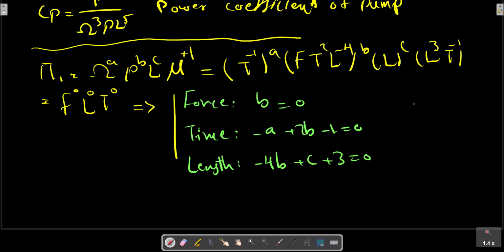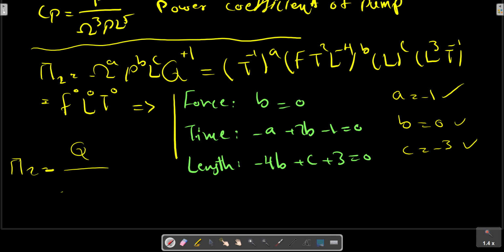We can obtain the result for mu. Excuse me, we have F also. Let me change the answer to Q at first. In this case, we can obtain the powers a equals minus 1, b equals 0, and c equals minus 3, so Q omega minus 1, rho 0, L minus 3. So Q over omega L3 is C_Q, called the flow coefficient of a pump.